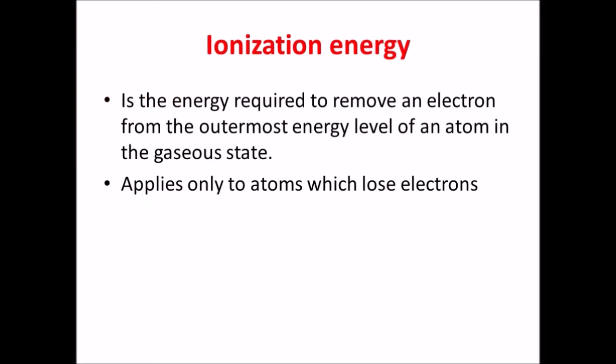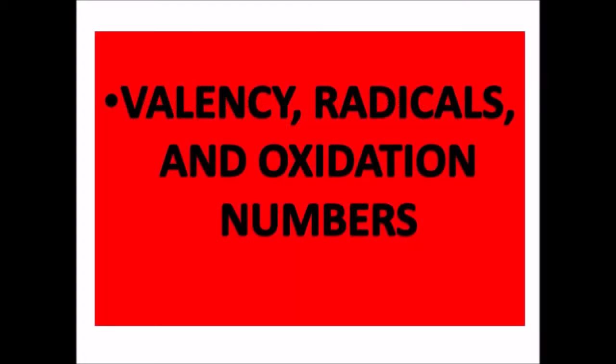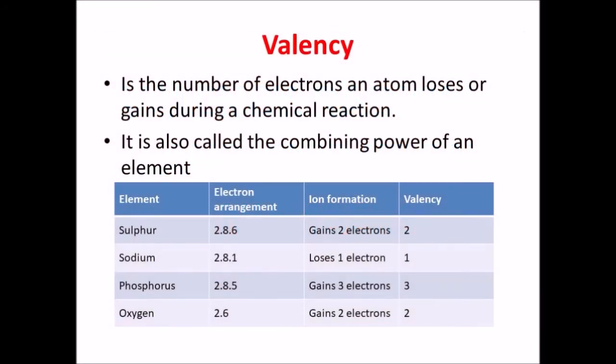Ionization energy is defined as the energy required to remove an electron from the outermost energy level of an atom in the gaseous state, and applies when atoms lose electrons. Then there is the electron affinity, which is the energy lost by an atom when it gains an electron into the outermost energy level. So let's look at valency, radicals, and oxidation numbers.